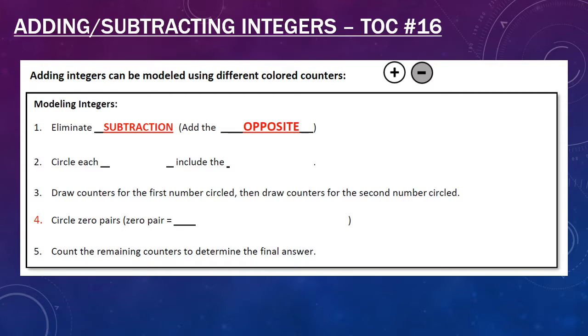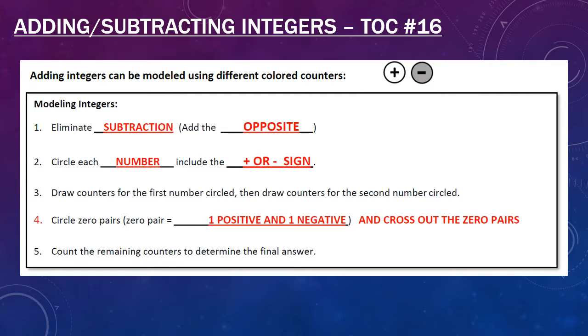Number 2, circle each of the numbers, including its positive or negative sign. So then you know what kind of number it is. Number 3, step 3, is to draw the counters for the first number circled, and then draw the counters for the second number circled. They're two separate things. And then number 4, step 4, is to circle the 0 pairs. And remember, a 0 pair is one positive and one negative because those equal 0. So then you cross out those 0 pairs because they equal 0.